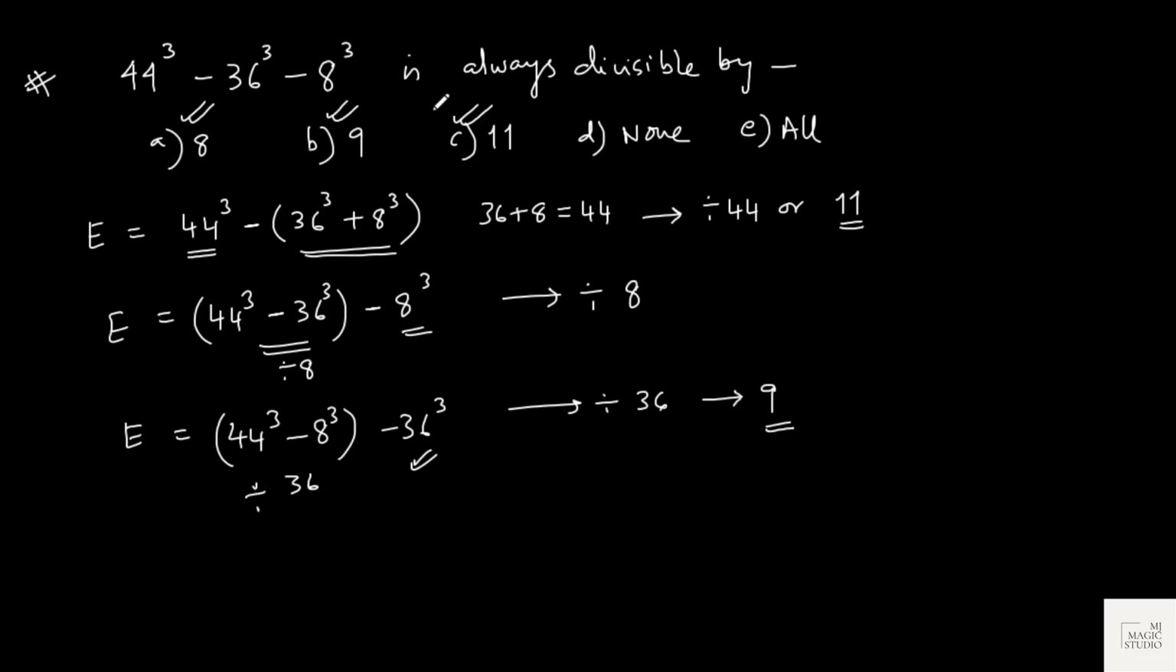So that means the given expression is divisible by all of them. It is divisible by 8, it is divisible by 9, it is divisible by 11. It might be divisible by any other number also, but as far as options are given, it is divisible by 8, 9, 11. That means we'll mark on all. All of the given numbers can divide the given expression without leaving any remainder.